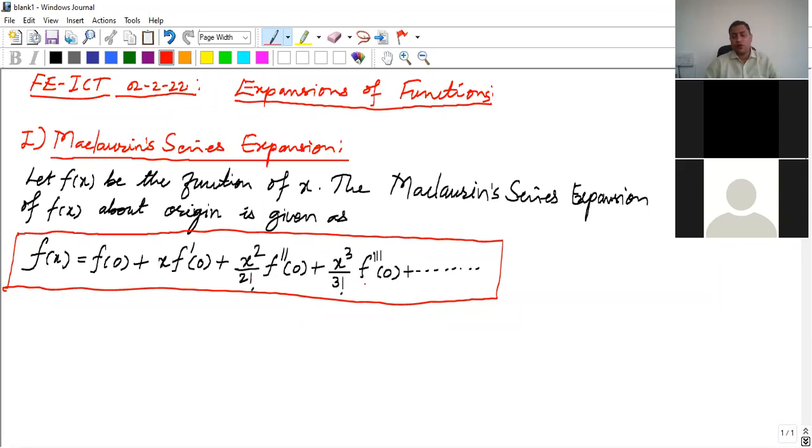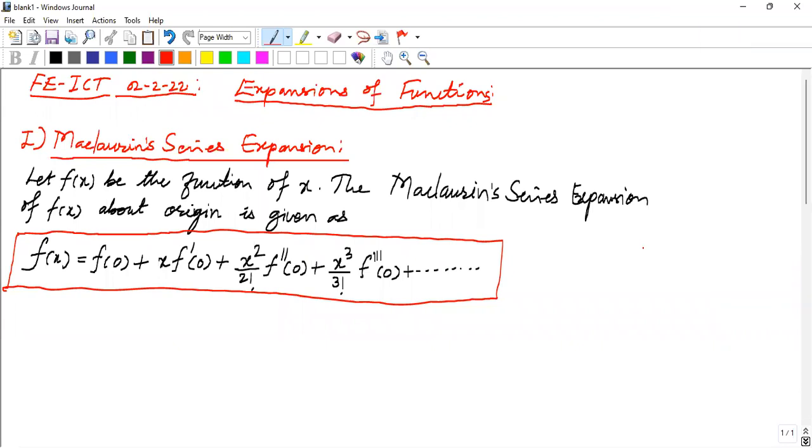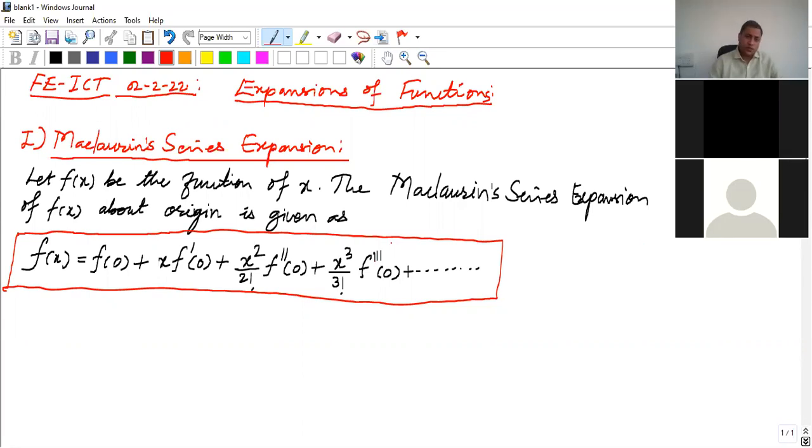So if I want to find the expansion of any function, I must have at least 3 non-zero terms. Hence, if we consider the terms f of 0, f dash of 0, f double dash of 0, f triple dash of 0, and 3 terms are non-zero, then we can stop and write the expansion. If not, we have to go onwards and find 4 terms.